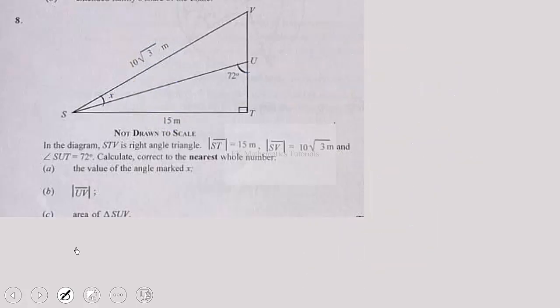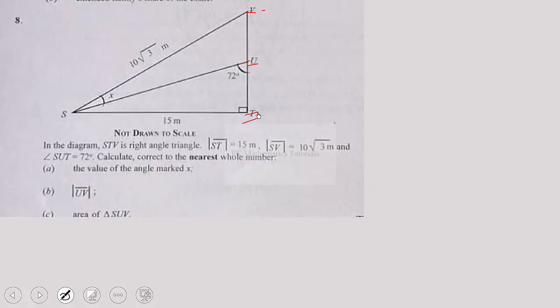We want to find UV. We can use Pythagoras theorem to find TV. Then we use trigonometry again to find this length. Then we can subtract it from VT to find UV.